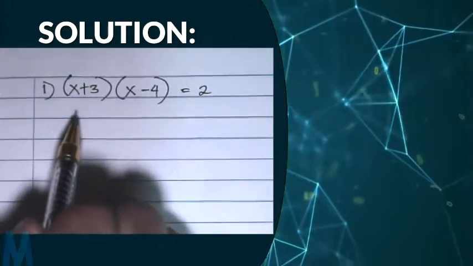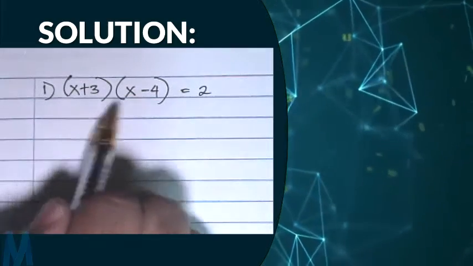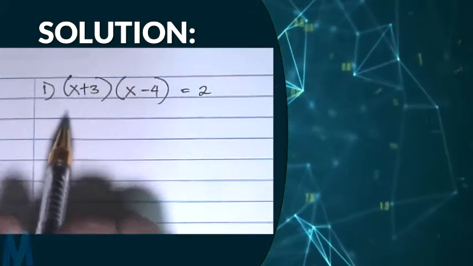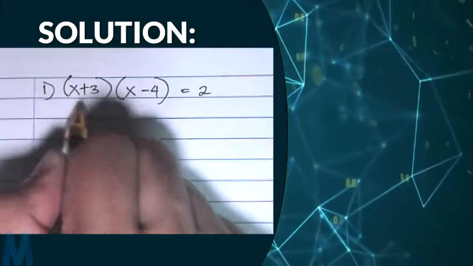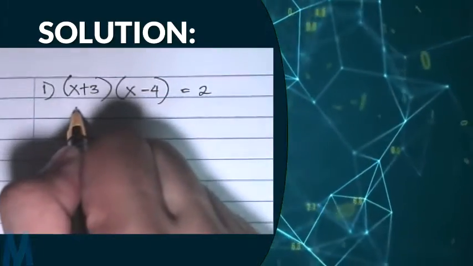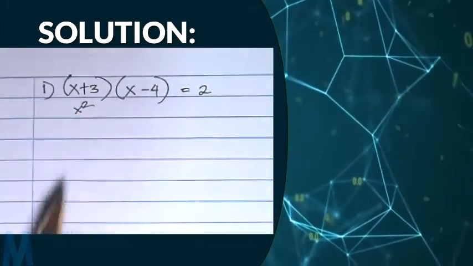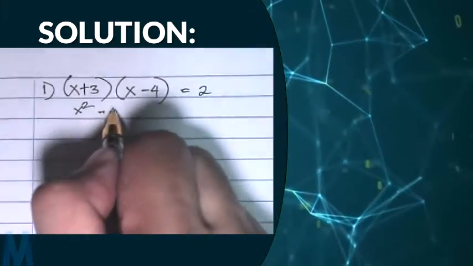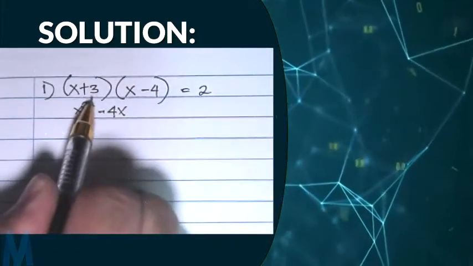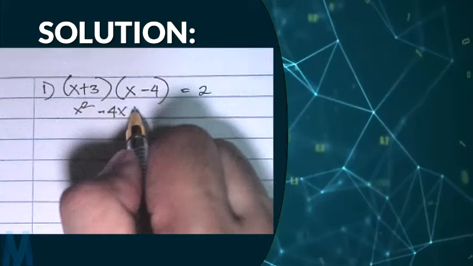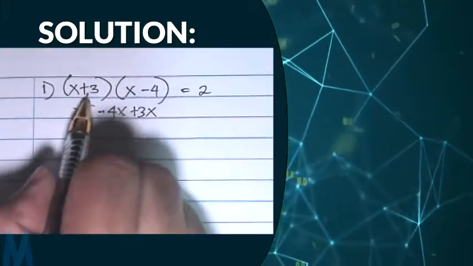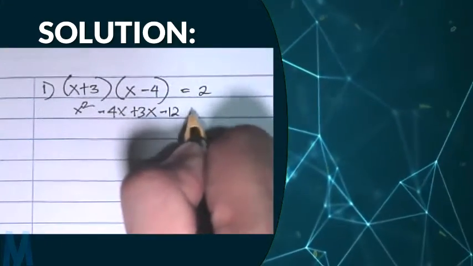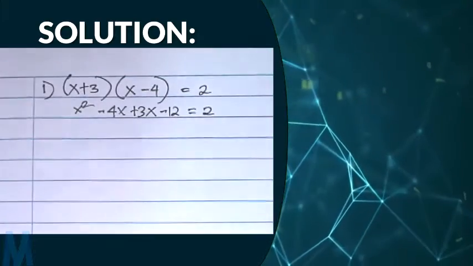Okay, so we're going to multiply the two binomials using the first second rule. So we have x times x is x squared. X times negative 4 is negative 4x. 3 times x is positive 3x. 3 times negative 4 is negative 12 is equal to 2.